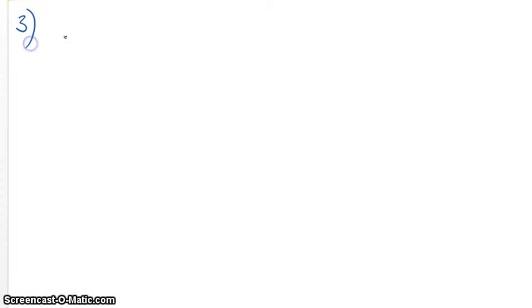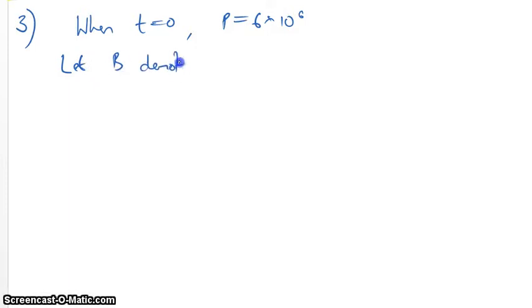Question 3 gives us a word problem. In a large fishing pond, there is an initial population of 6 million fish. So it tells us the population is P later on. So when t equals 0, P is 6 million. It is found that the annual natural growth rate of the fish population is 5% of the population at that time in years. So let B denote the number of fish born.